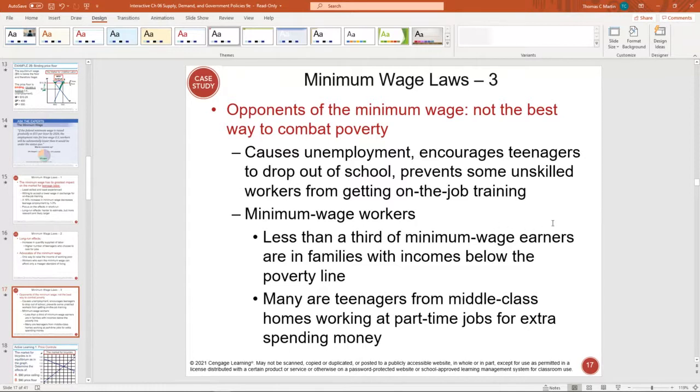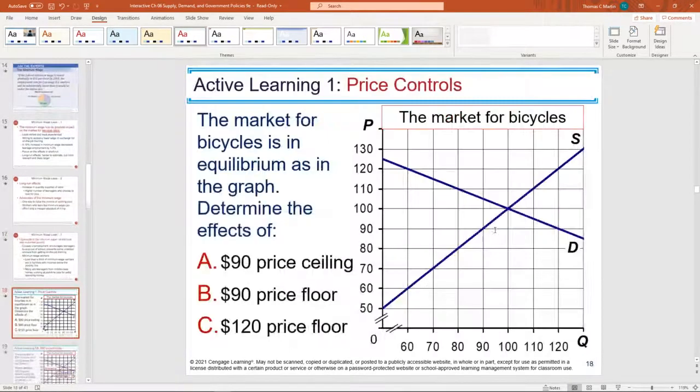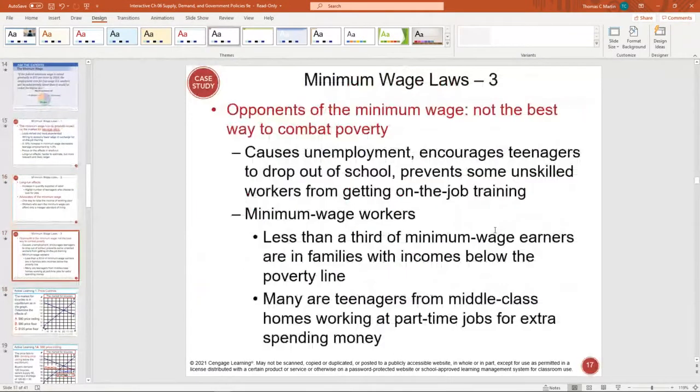It says less than a third of the minimum wage earners are in families with incomes less than the poverty line. Many teenagers from middle class, they're just getting extra money. That's all they want. So they're going to show us a couple of graphs here.